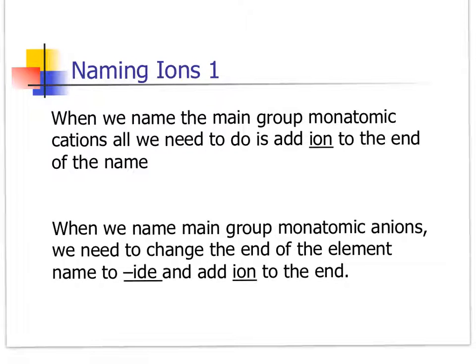So how does this work? Well, when we name a main group monatomic cation, all we need to do is add ion to the end of it. When we name a monatomic anion, we need to change the ending to ide. Now, this might mean that we need to drop 2 to 4 letters and then add ide, but it's always tough to tell which ones work, and that's why practice helps in figuring out, well, is it ide or not ide?